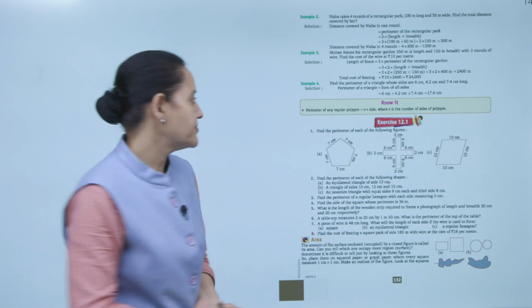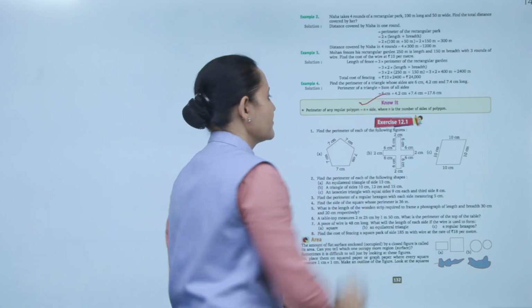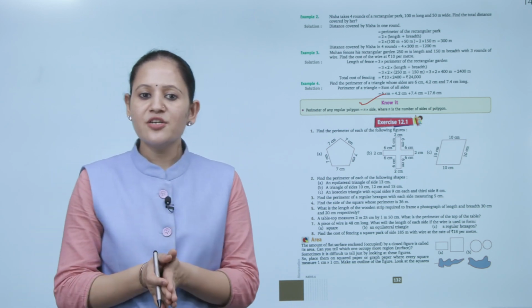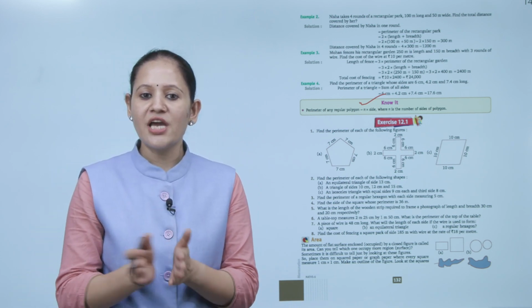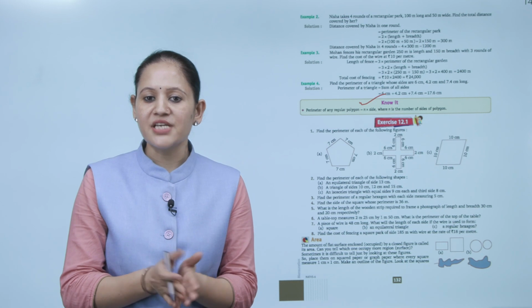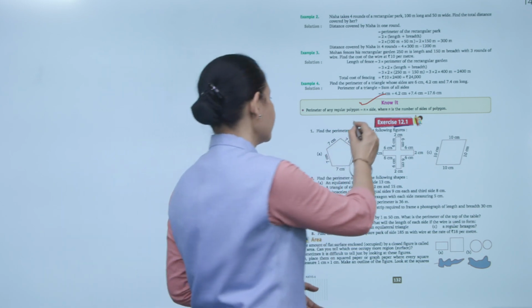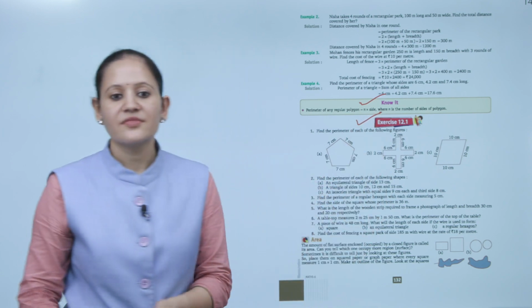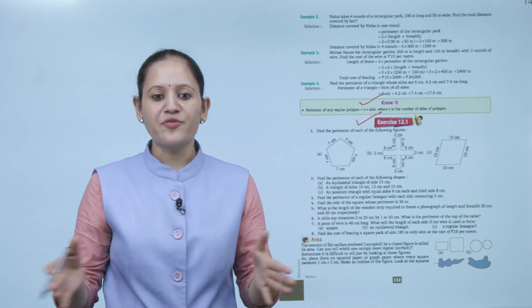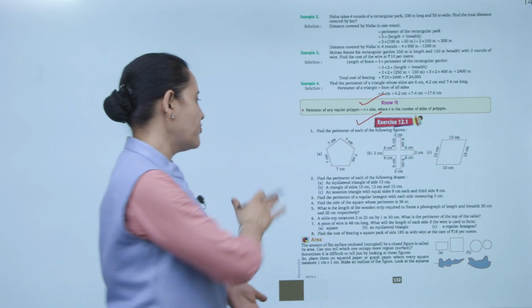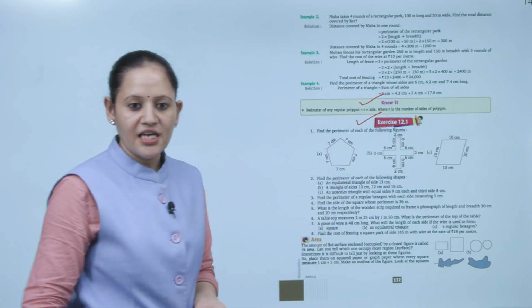Next is know it. Perimeter of any regular polygon equals n into side, where n is the number of sides of the polygon. Next is exercise 12.1. Find the perimeter of each of the following figures. So here we have to find the perimeter of given figure. It's a pentagon.